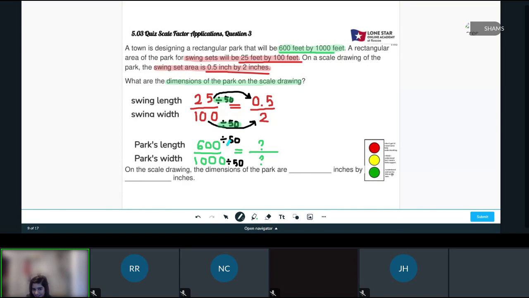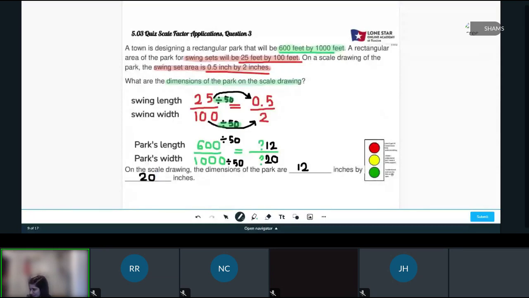When I do 600 divided by 50, I get an answer that is 12. So I know one of the dimensions is going to be 12. When I divide 1000 by 50, I get an answer that is 20. So I know the measurements on the map are going to be 12 by 20.